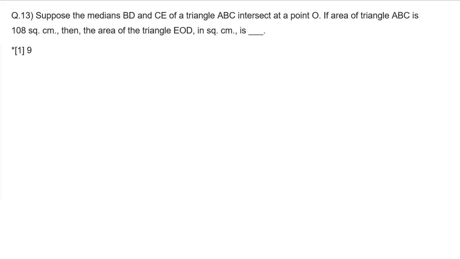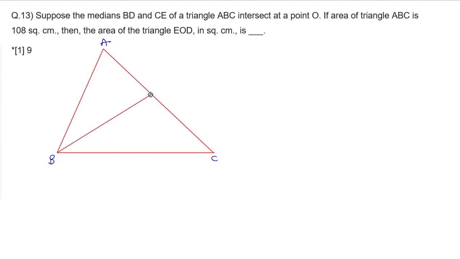Question number 13. Suppose the medians BD and CE of a triangle ABC intersect at point O. So let's draw a triangle. This is triangle ABC. We need to draw medians BD and CE. Median BD is going to be like this. This is the midpoint, and median CE is going to be like this. E is the midpoint of AB, and this point is O.